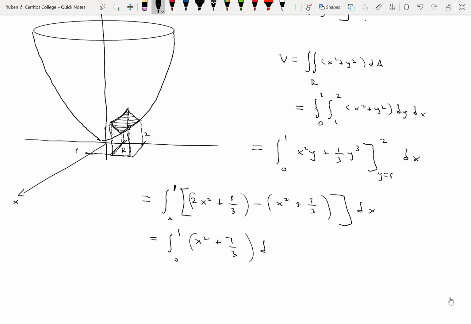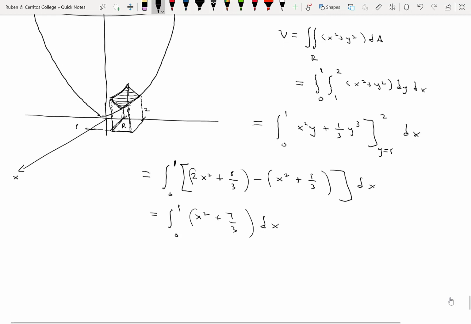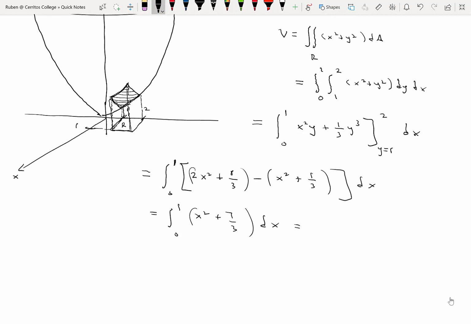I'm integrating this with respect to x. Simple integral. Antiderivative of x squared is 1/3 x cubed, and antiderivative of 7/3 is 7/3 x. This is carried between 0 and 1. At 0, we get no contribution. At 1, we're just looking at 1/3 plus 7/3. The result is 8/3.